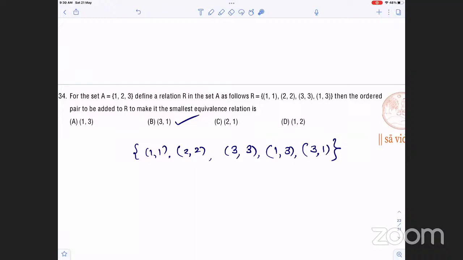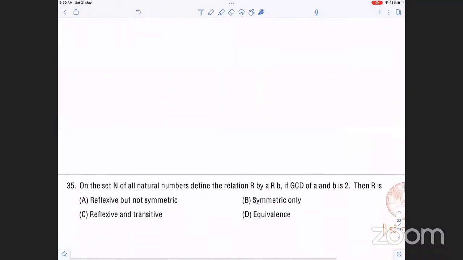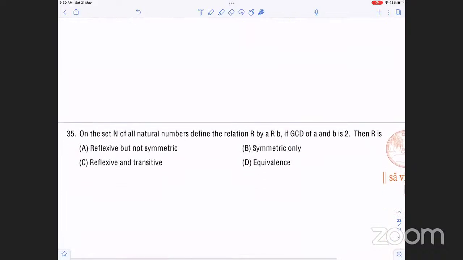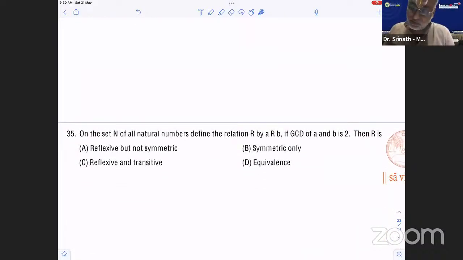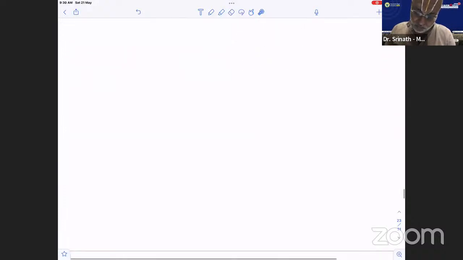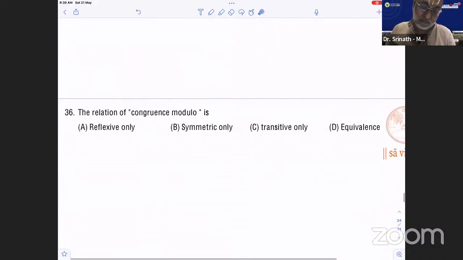Yes, sir, we can move forward, sir. Yes, thank you. Okay, this GCD one, I want you to try this at home. Let me go to some other interesting problems, please.